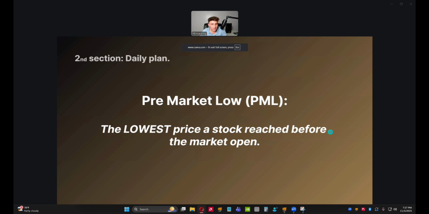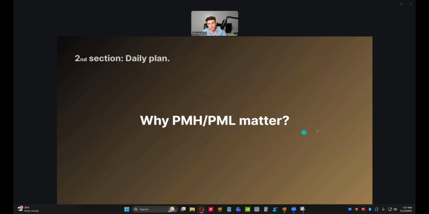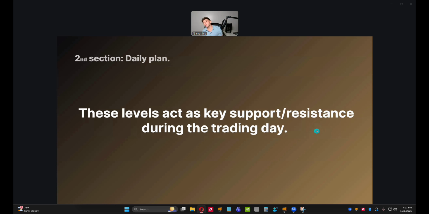Pre-market low, same thing. The lowest price the stock reached before the market opened. Huge support, which then turns into resistance when you break under it. So why do they matter, guys? These levels act as key support and resistance during the trading day.